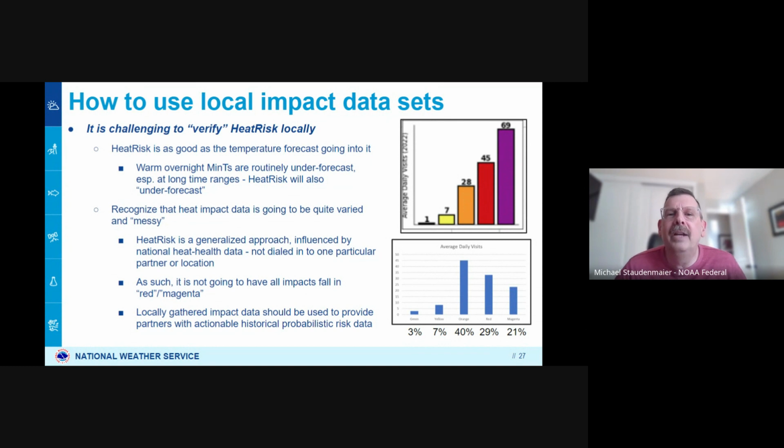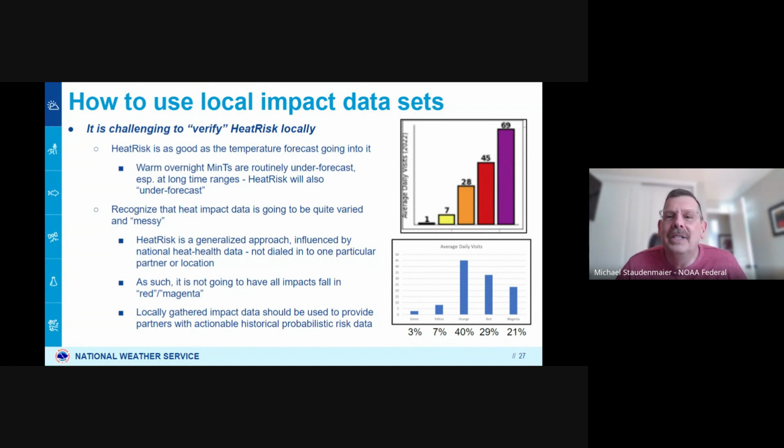That's why we verify heat risk with national data sets when possible, to get the big picture of how it's verifying. The example graphics on the right illustrate two very different results when you do compare a specific local impact data set with a station-based heat risk climatology. In the upper right, we see a near perfect relationship between increasing heat risk categories and total impacts occurring in each category. That's great, right? The bottom right figure, though, is different. For this particular impact data set, the majority of impacts occurred within the orange category.